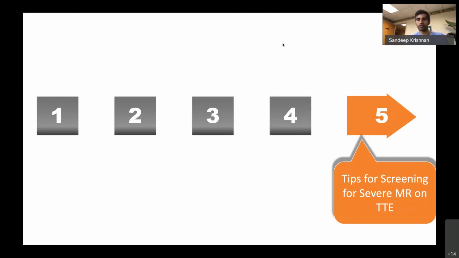But these are the things that I really want you to take away from this. So far we've talked about the significance of mitral regurgitation, so you know it's a bad disease. It kills people. It puts people back in the hospital. We've looked at the anatomy of the mitral valve.